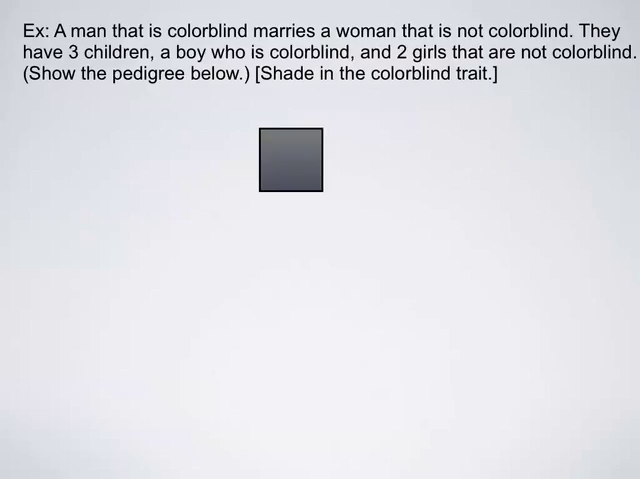Okay, and he's going to marry a woman that is not colorblind. Danielle, what symbol do you think she should get? Yeah, a plain circle. Now, since they're married, how do I connect them? With the line. Side to side. Does it have to be legally married? No, it's if they had children together. Yes. All right. Now they have children, 3 children. So where are their children going to go? Below them. So I'll draw a line down and a spot for each of their children. There's 3 of them.